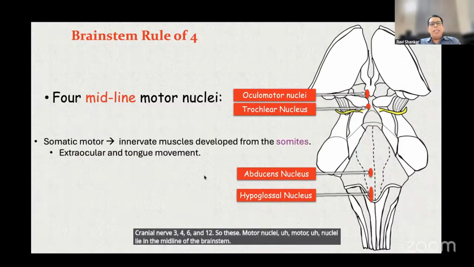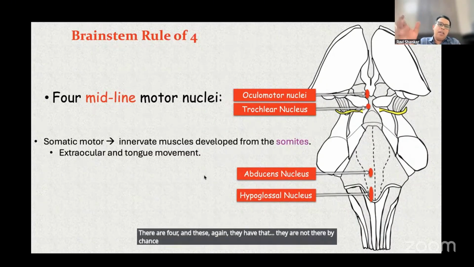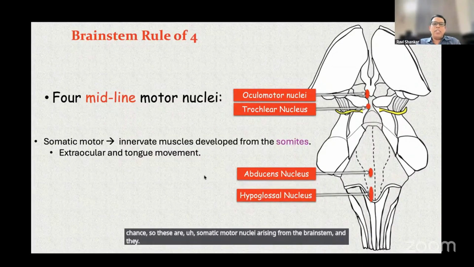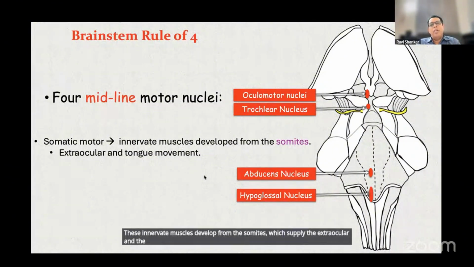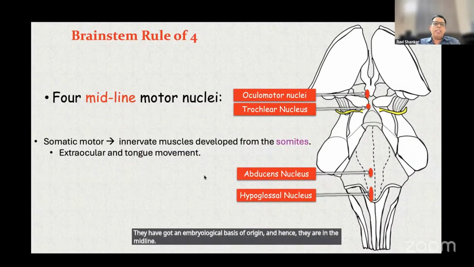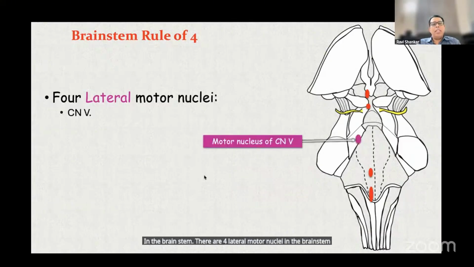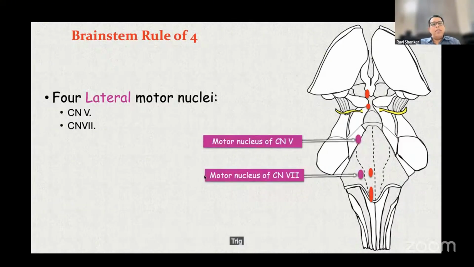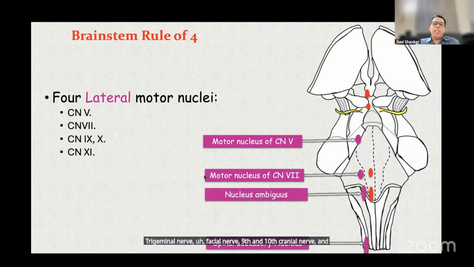There are 4, and they are not there by chance. These are somatic motor nuclei arising from the brainstem, and these innervate muscles developed from the somites, which supply the extraocular and tongue movements. So they have an embryological basis of origin, and hence they are in the midline in the brainstem. There are 4 lateral motor nuclei in the brainstem. They are concerned with the trigeminal nerve, the facial nerve, the 9th and 10th cranial nerves, and the 11th, the spinal accessory nerve.